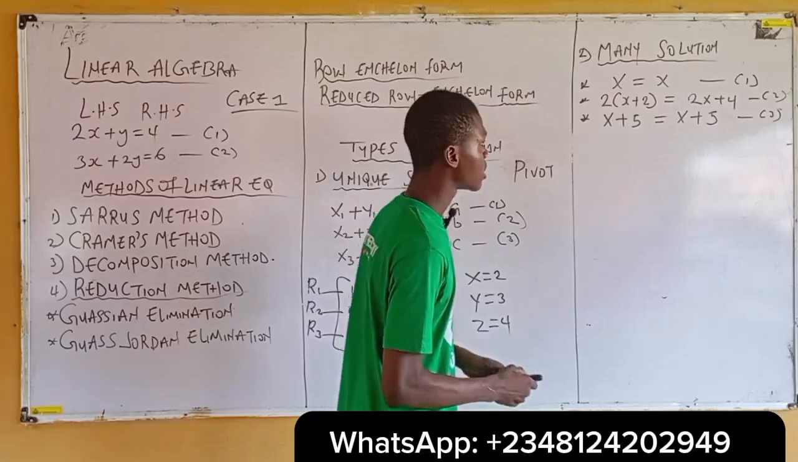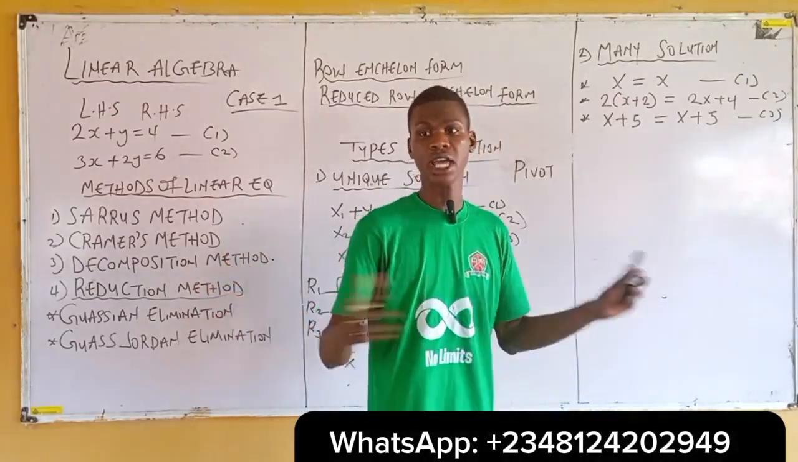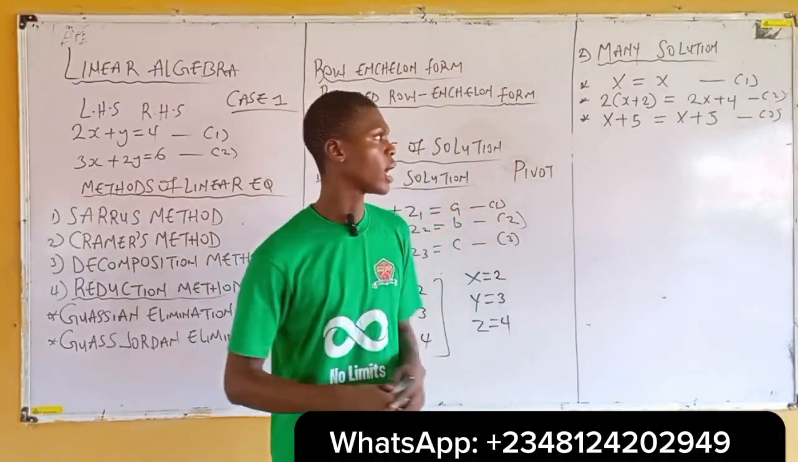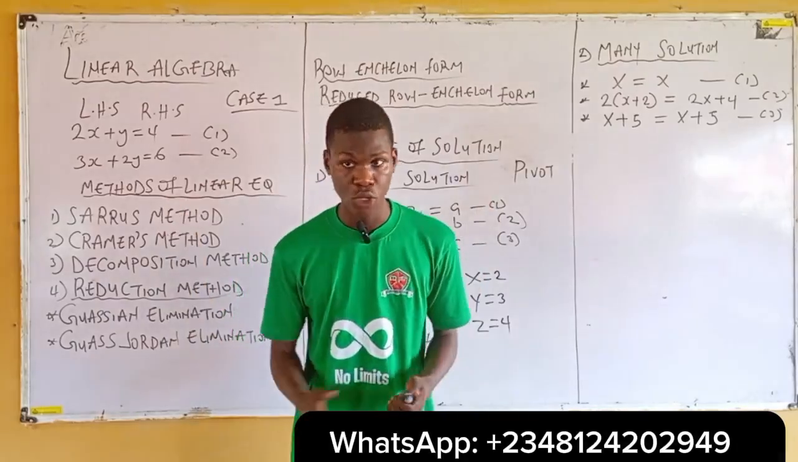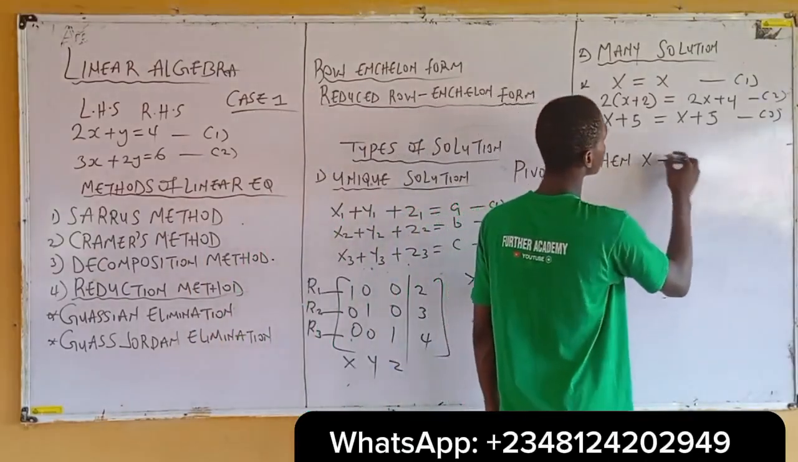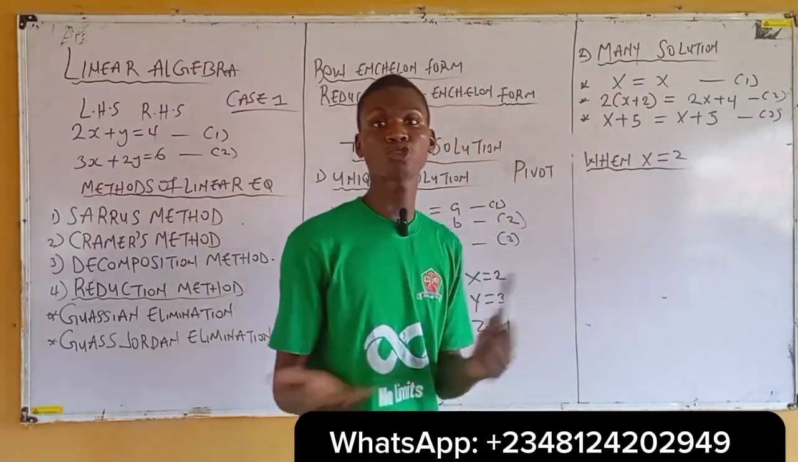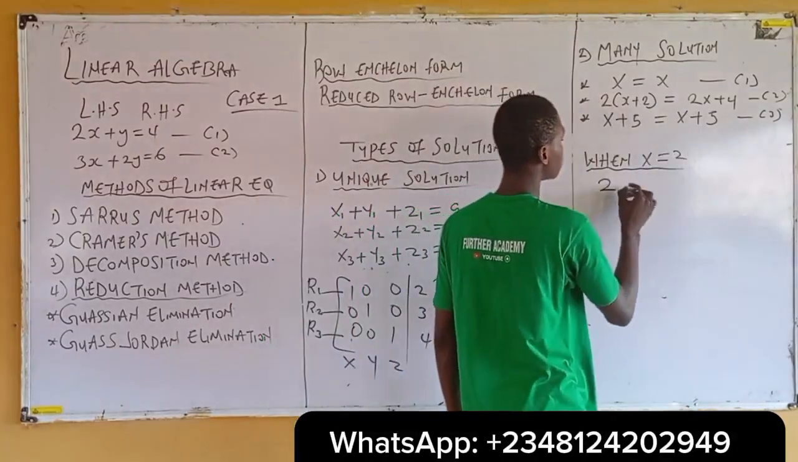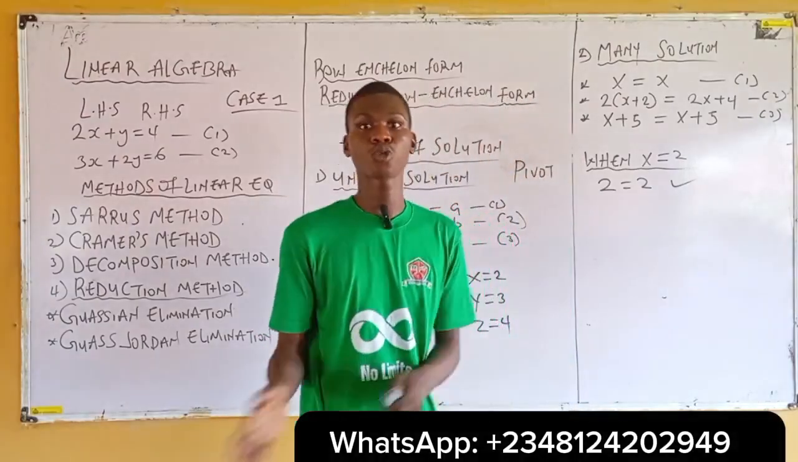Now, in this case, you can substitute any value of x. Irrespective of the value of x, your left hand side will be equal to the what? Right hand side. So I want us to do that together. Give me any value of x of your choice. When x equals 2. For the first equation, substituting x equals 2, what do you have? 2 equals 2, meaning that the equation is satisfied when x equals 2.